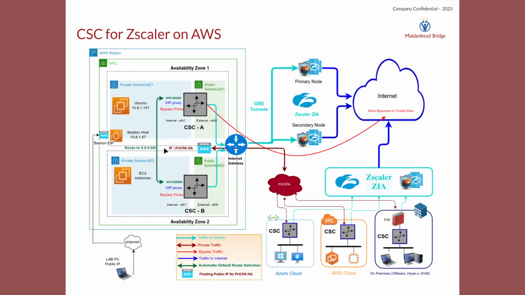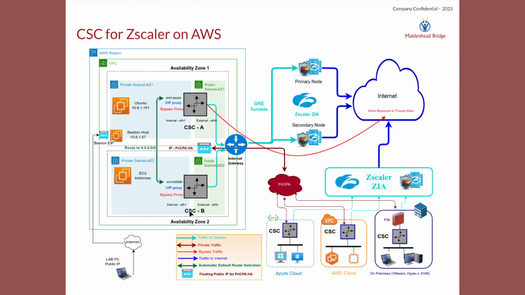What we are going to do now is add a second connector on a different availability zone on AWS. And the way that the high availability works is the following. In our case, connector A is active, and we have a route that all traffic goes via the ENI of this connector. This is what is running today. We will add a second one, and we will configure high availability between both.